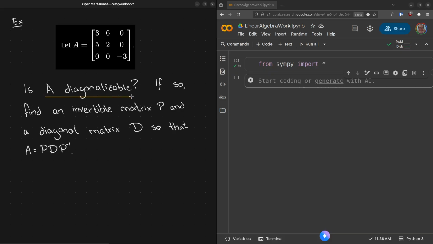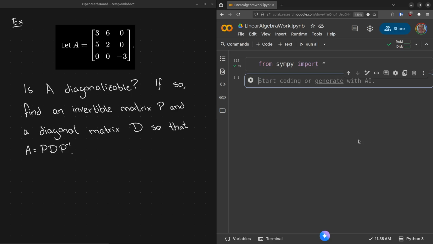Again, a matrix is only diagonalizable if matrix P is invertible. So that means that we have to have a linearly independent set of eigenvectors equal to the number of rows and the number of columns of matrix A. In this case, we have a 3 by 3 matrix, so we need 3 linearly independent eigenvectors. All right, so we're going to use the calculator to find those for us.